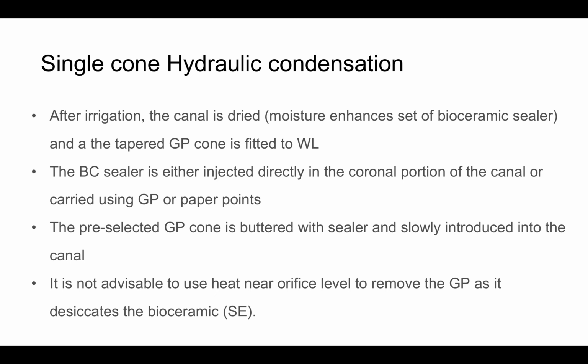It is not advisable to use heat near the orifice level or near the sealer to remove the GP, as it desiccates the bioceramic, as we mentioned before. So my technique to sear off the gutta percha is to remove it using a heat source at the level of the pulp chamber. But when I get closer to the orifice level, I only remove it using a high-speed bur or a slow-speed bur at 40,000 RPM.